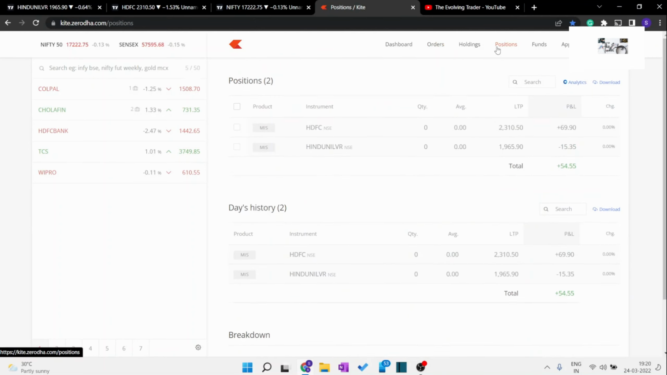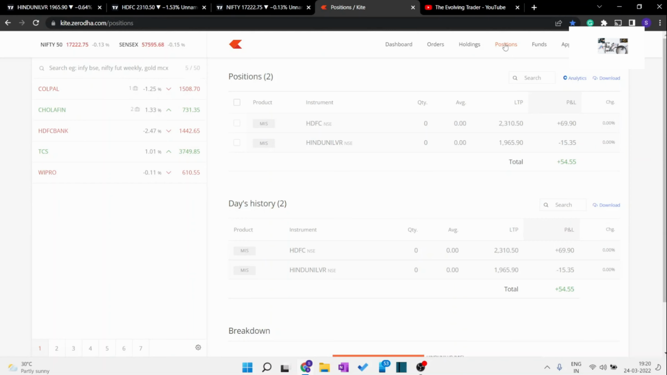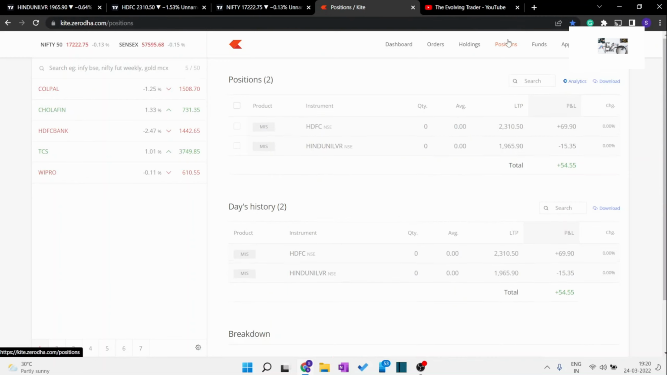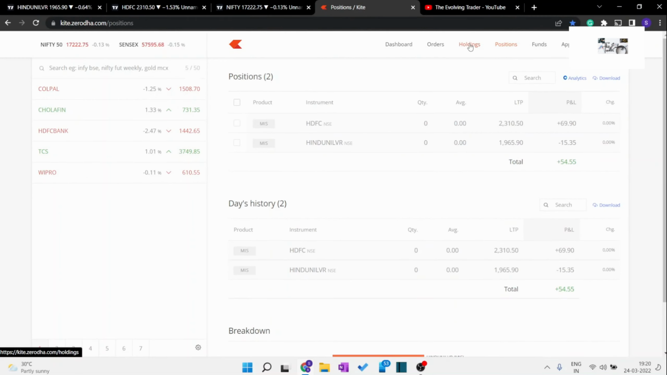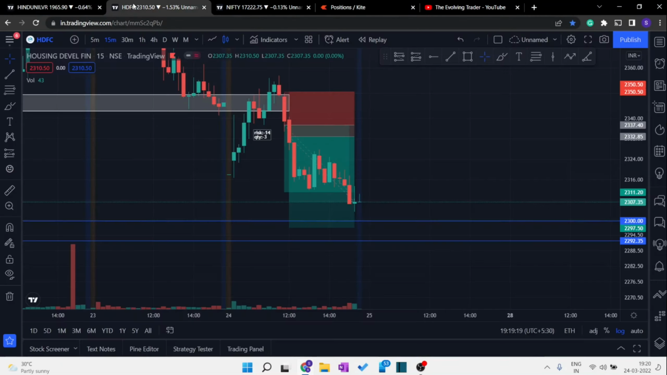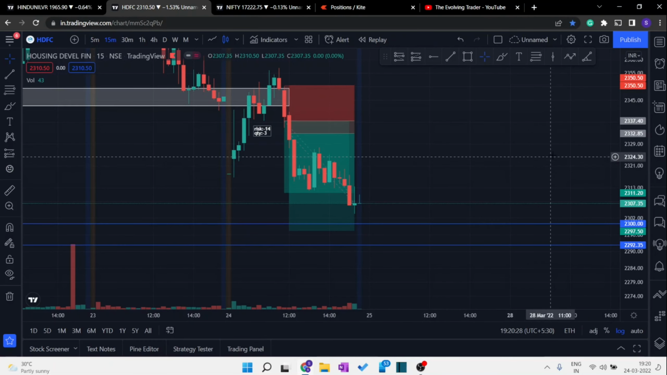But anyways, I got a profit of 69.9 rupees, and overall for the day 54.5. If I would have got my target, it would be 90 rupees. So anyways, I'll refresh it for transparency purposes, and here it is, it's done. So it was a good trade. Anyways, the time was a bit less.